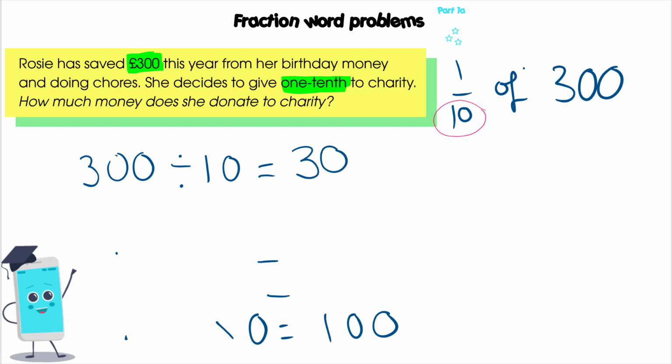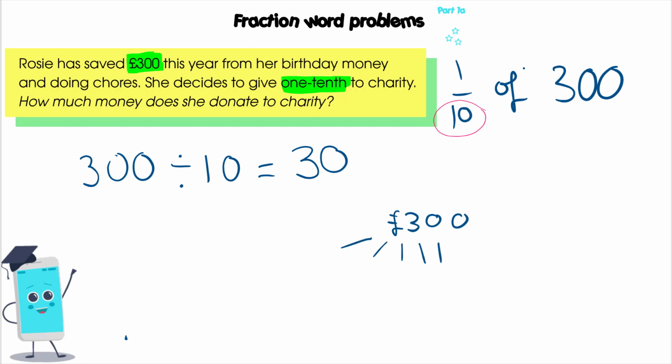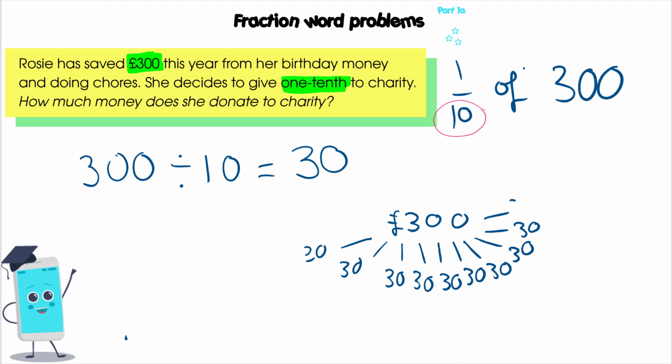If I had £300, so there's Rosie's £300. If we split it into 1, 2, 3, 4, 5, 6, 7, 8, 9, 10 groups, every group would have £30. So we've shared our original number by 10, by the denominator, and I only want to look at one of those groups. So my answer is £30.